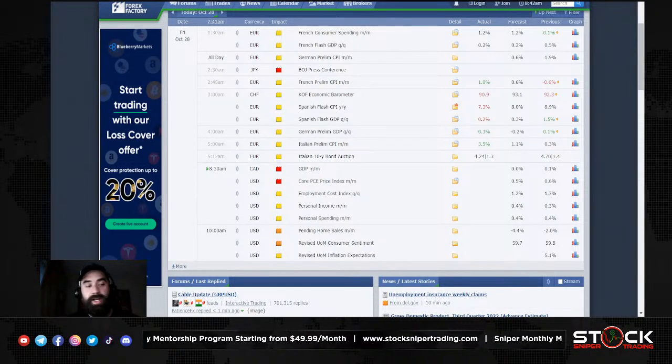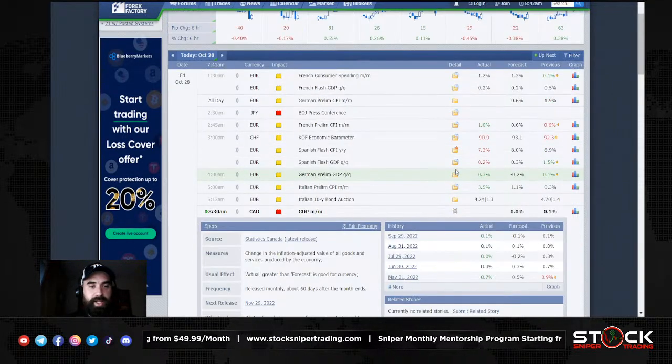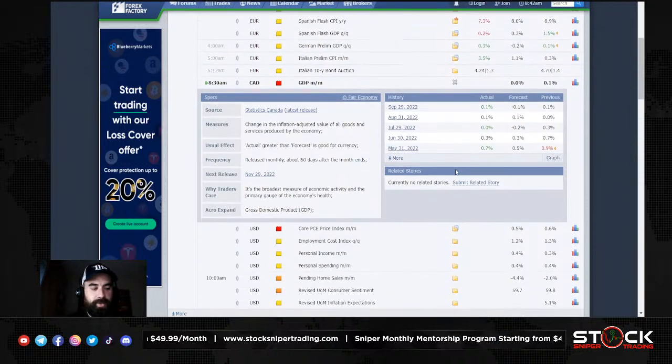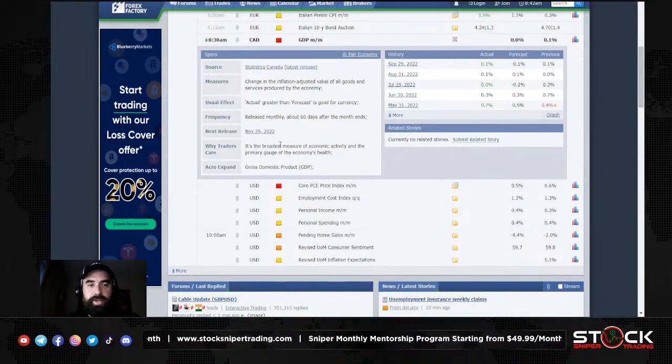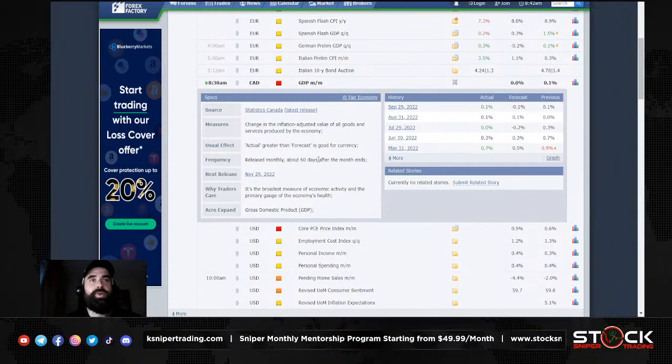So you can see here that at 8:30, here's what we have in terms of the news. You got GDP for CAD, and you can see why traders care. It's a broad measure of economic health and the primary gauge of the economy's health. So, gross domestic product. We did this with USD all the time. We trade this folder quite periodically, and now we're just going to switch over and do CAD.